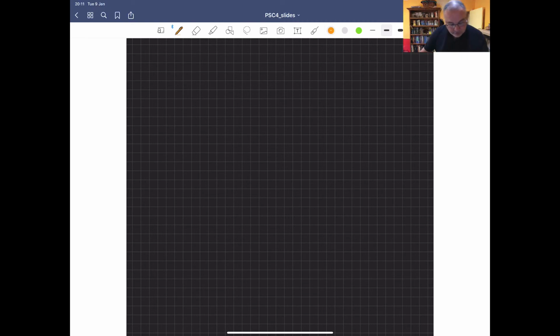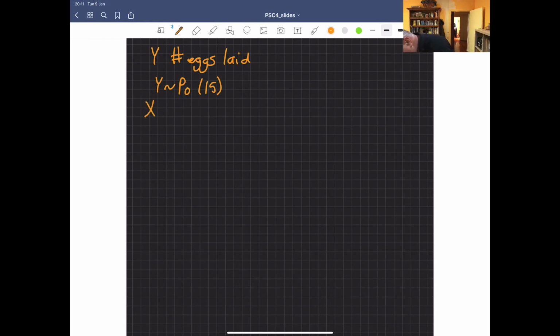So first of all, let's get some notation. To be consistent with what I've done before, we'll let y be the number of eggs laid by the insect. So we know that y is Poisson with a mean of 15. X is the number of eggs that hatch. So we know that x, given we've been given the value of y, is going to be binomial. The fixed number of trials is y, and our probability is 0.001.